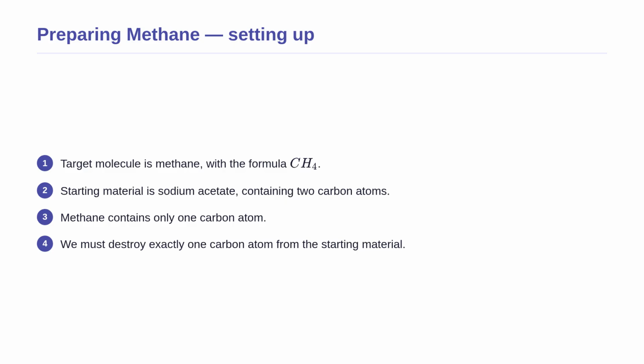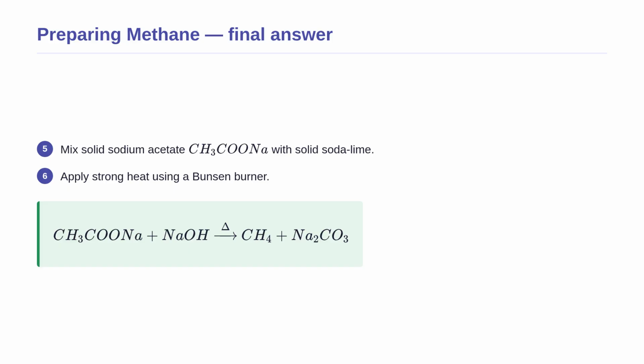Let us apply this new method to synthesize the simplest possible alkane. Suppose you need to prepare methane, which has the formula CH4, starting from sodium acetate. Methane contains only 1 carbon atom, but our starting material sodium acetate contains 2 carbon atoms. This means we need a reaction that destroys exactly 1 carbon atom from the starting material. Decarboxylation is the ideal method here because it specifically chops off 1 carbon atom in the form of a carbonate group. Now we will execute the reaction to get our final product.